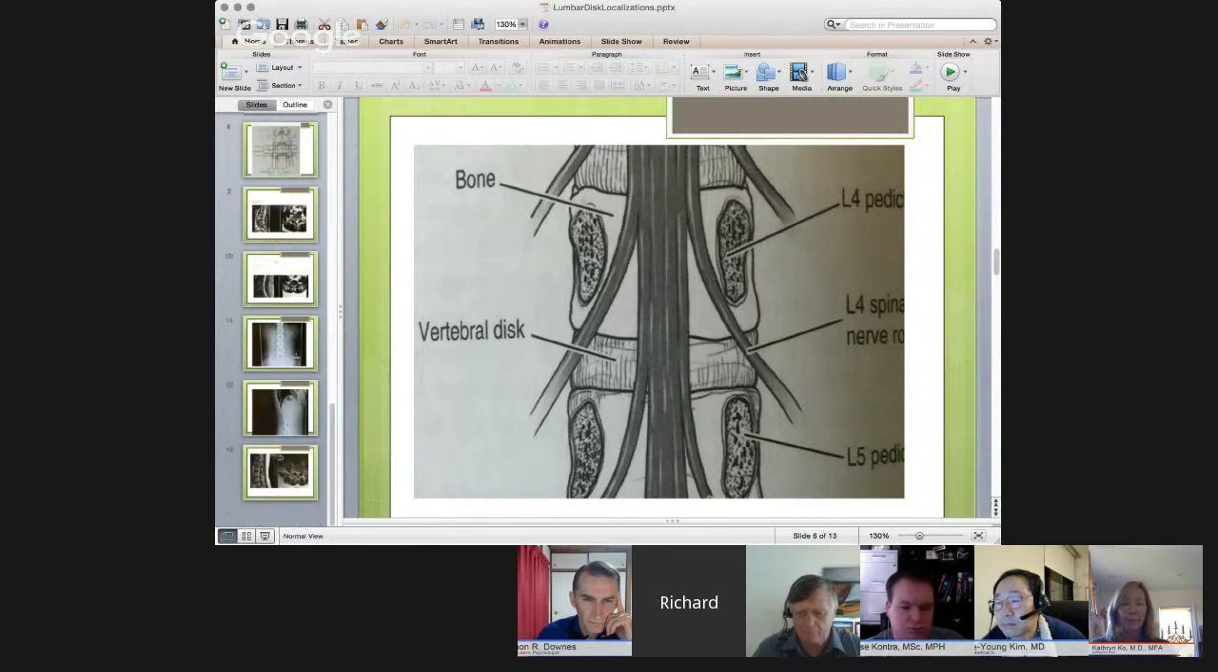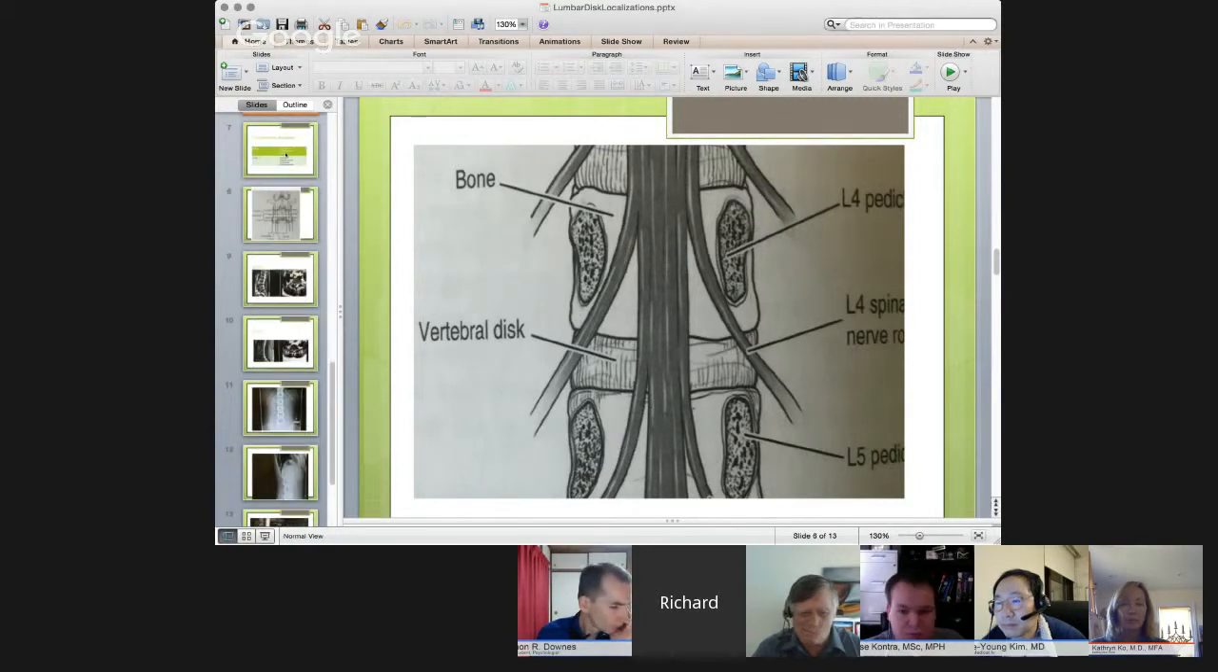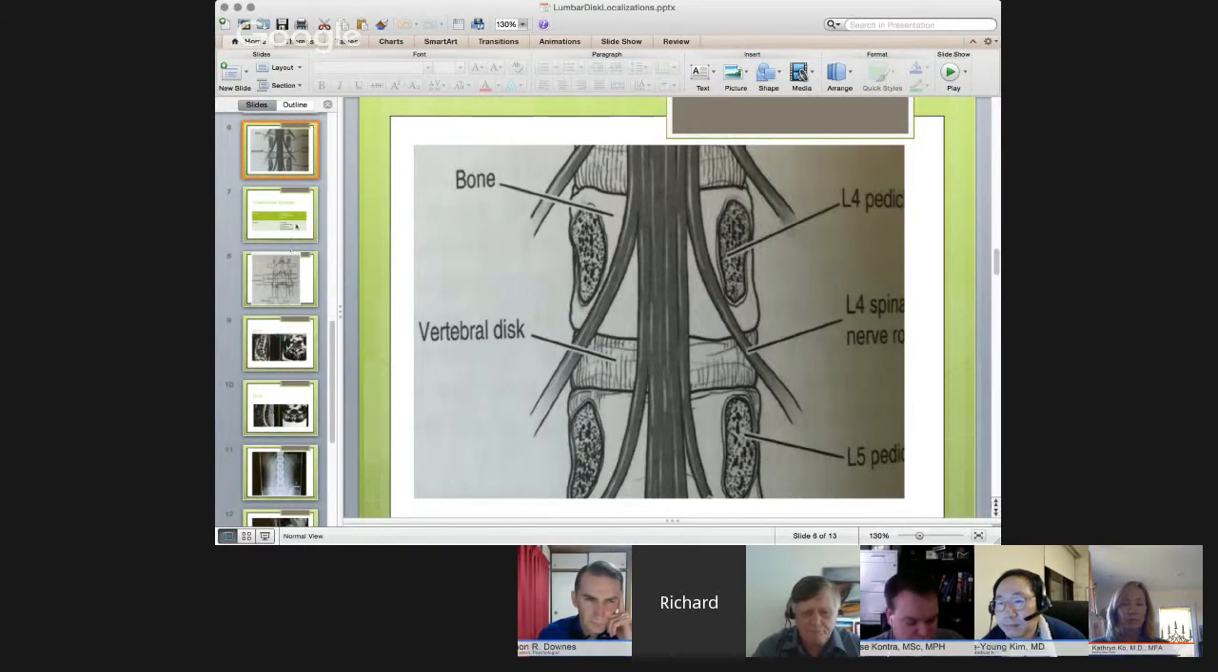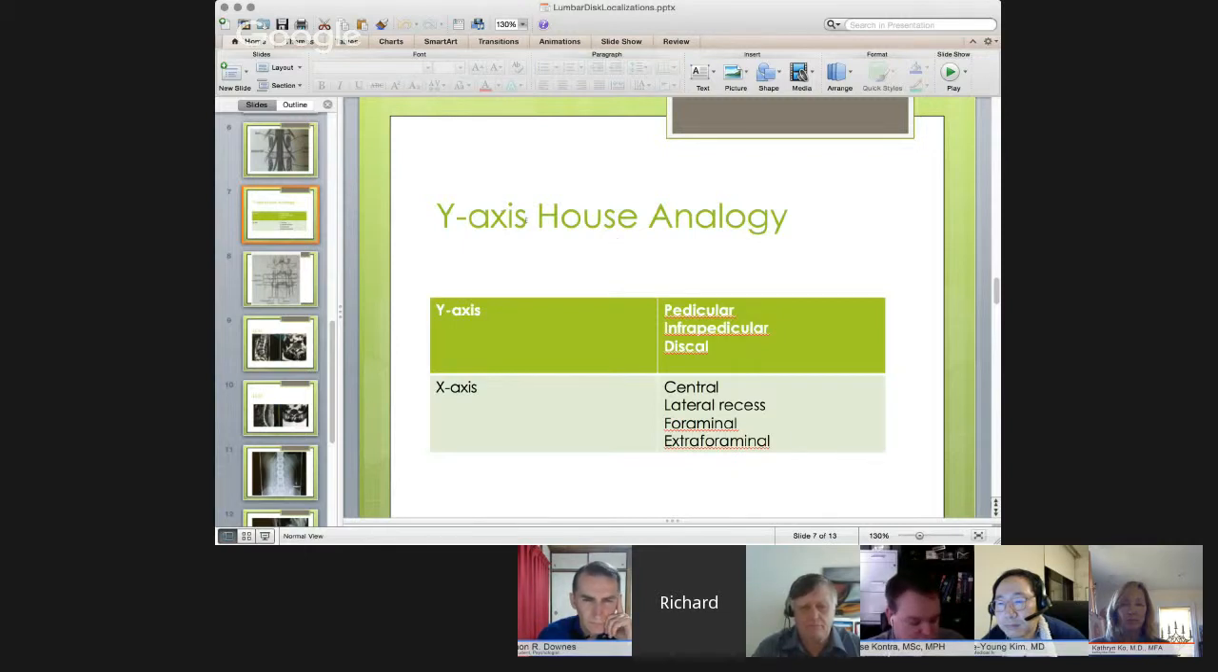But of all the slides today, these two are the most important. John McCullough was in Dayton, Ohio for many, many years. He was an orthopod who wrote an excellent book on microsurgery of the lumbar spine. And he would talk about this Y-axis house analogy where the pedicle was the roof of the house. In a cutaway view, think of the pedicle as the roof of the house, and then think of the area below the pedicle as the infrapedicular level, and then you'll have the discal level. Then you start over again with the next segment.